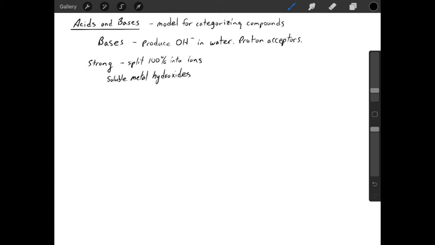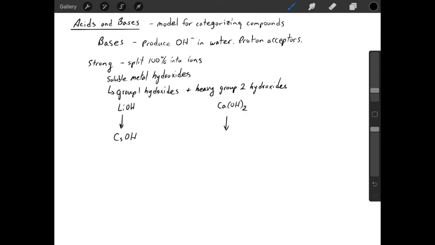And this is because if you can get a metal hydroxide to dissolve, metal hydroxides are ionic. If you can get an ionic thing to dissolve, it will dissociate 100%. So the soluble metal hydroxides are the group 1 hydroxides and the heavier of the group 2 hydroxides. And the dissociation of these metal hydroxides looks very similar to the dissociation of a strong acid.